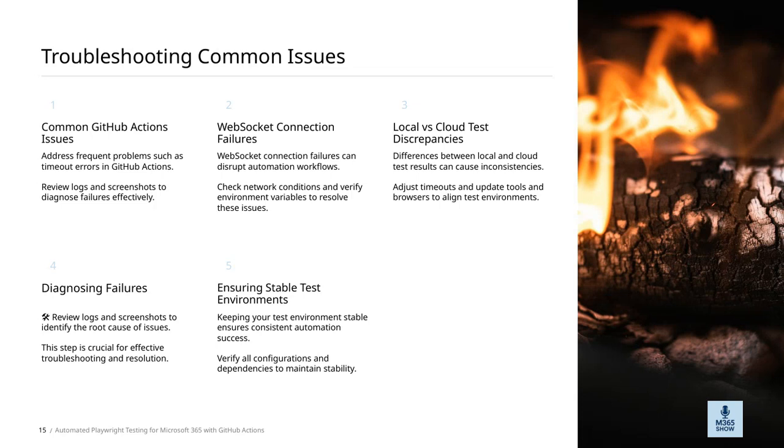Let's talk about troubleshooting common issues that can come up during automated Playwright testing for Microsoft 365 with GitHub Actions. First, maintaining a stable test environment is crucial. If your environment fluctuates, your automation results can become inconsistent, so always verify that all configurations and dependencies are correctly set up and stable. This helps ensure reliable test outcomes.